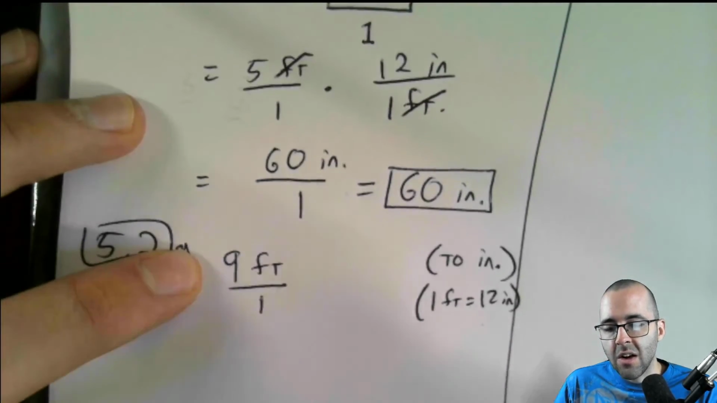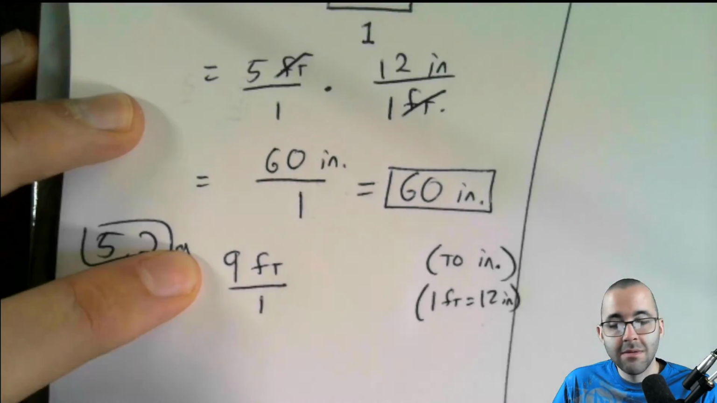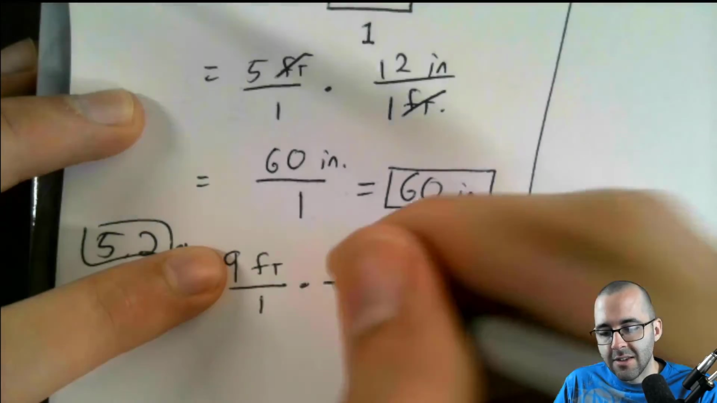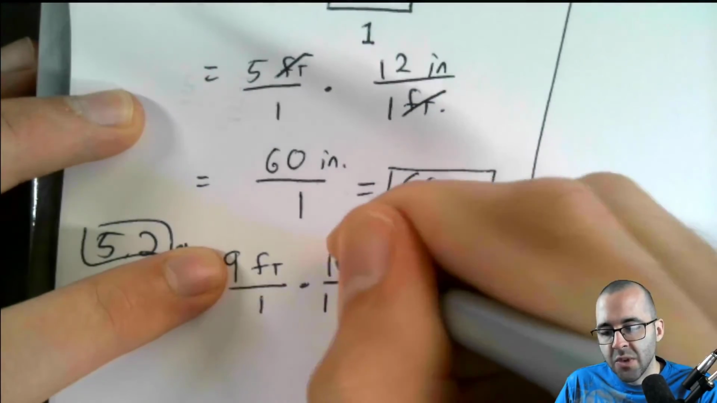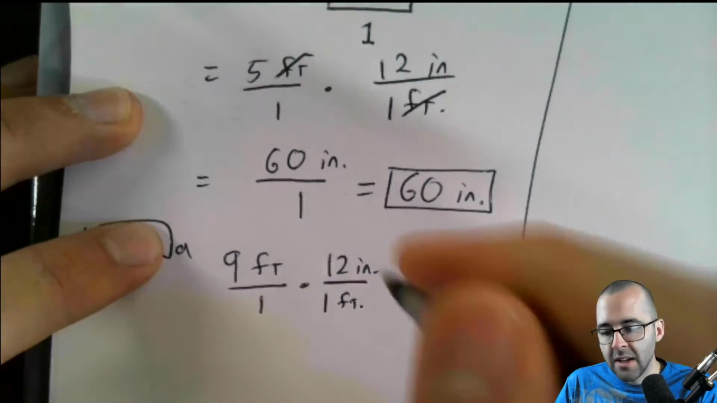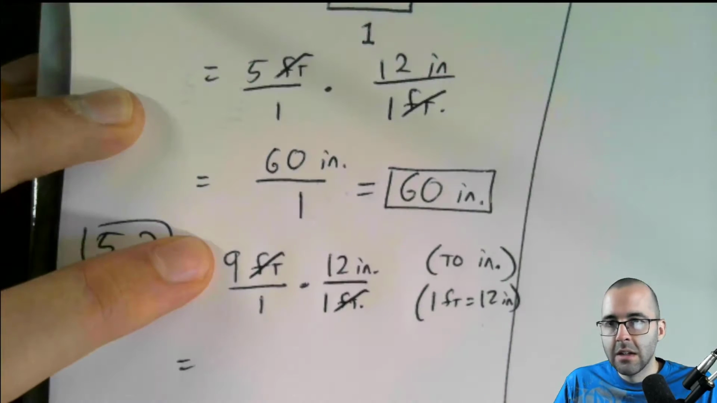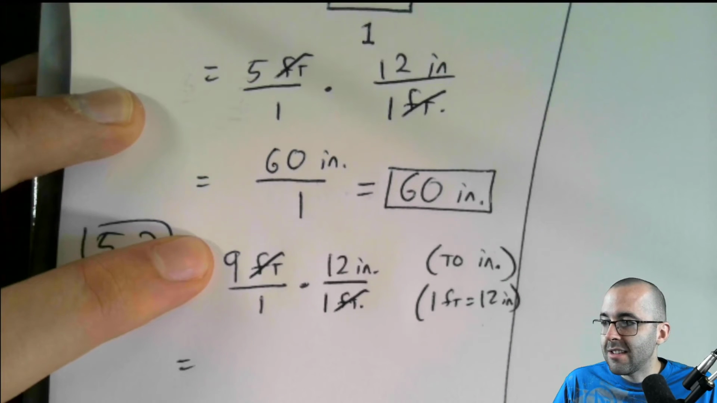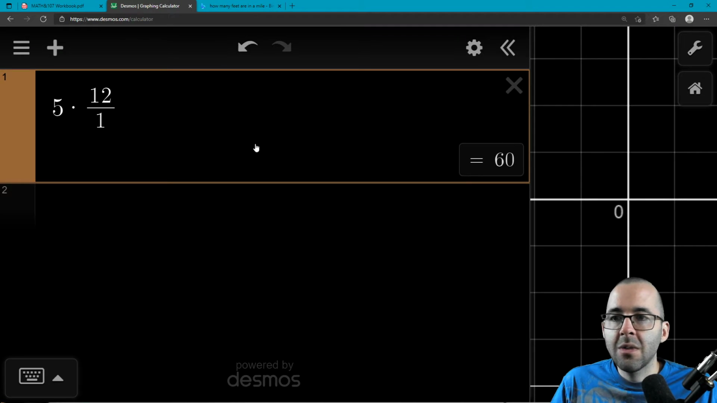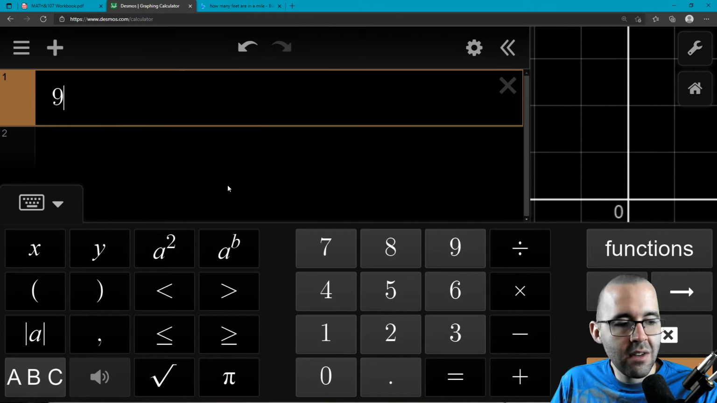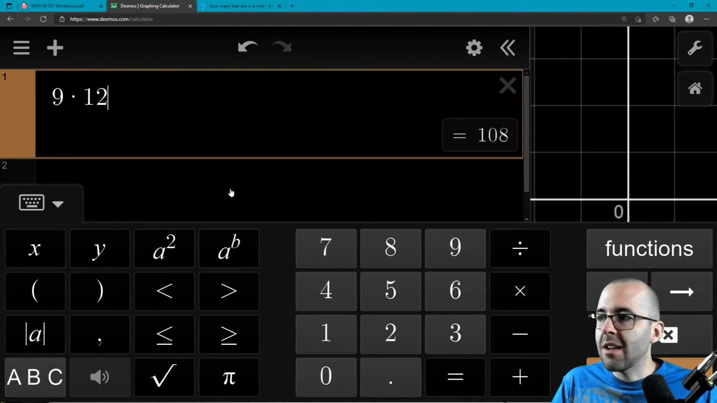All right, and as soon as we do that, all that is left is to choose which one goes on top. Well, feet need to go on the bottom so that they cancel. All right, so 1 foot is on the bottom, just like last time. 12 inches is on the top, just like last time. And the feet cancel. We're left with 9 times 12. Maybe that one's not as easy, but remember, you can use a calculator. Any calculator you want. We can use Desmos in here. Oh, I already did 5 times 12 on here. So we have 9 times 12 that we need to do. 9 times 12 is 108.